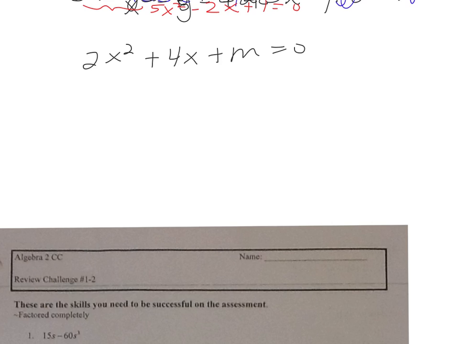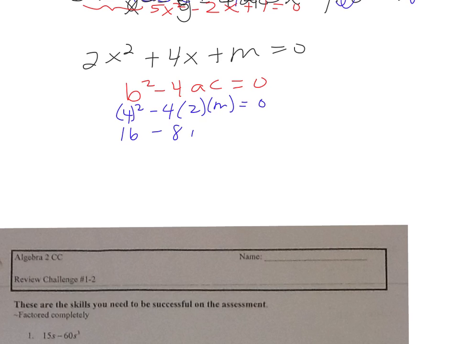Now, in order for my roots to be equal, that's the key word here, my discriminant, b squared minus 4ac, discriminant has to be equal to 0. All right, so I'm going to plug in a, b, and c. So I have 4 squared minus 4 times 2 times m, since m is c, equals 0. 16 minus 8m equals 0.